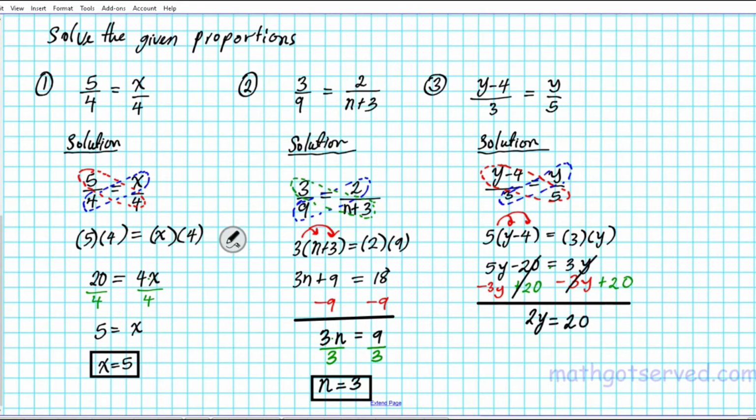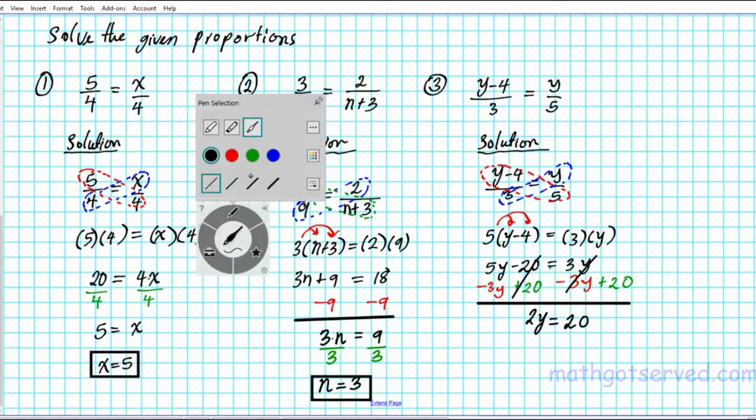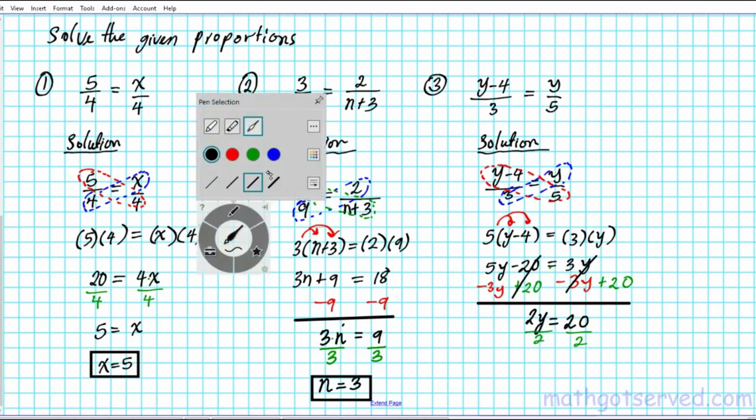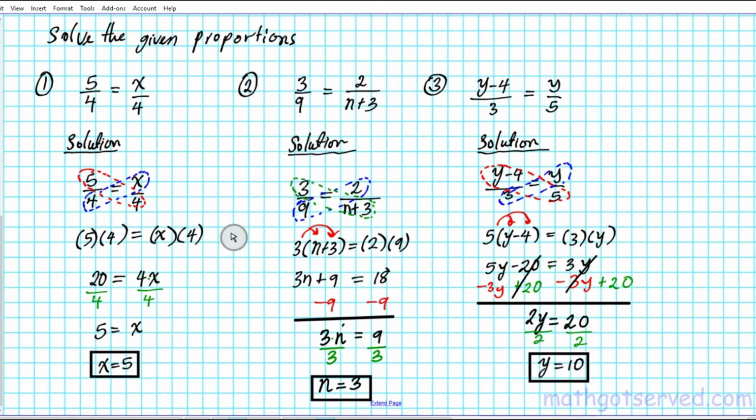Now to get y isolated, we're going to divide both sides of my equation by 2. If I do that, that's going to give us the final solution that we desire, which is y equals 20 divided by 2, which is 10. That's the answer to question number 3. Alright, let's move on to the next example.